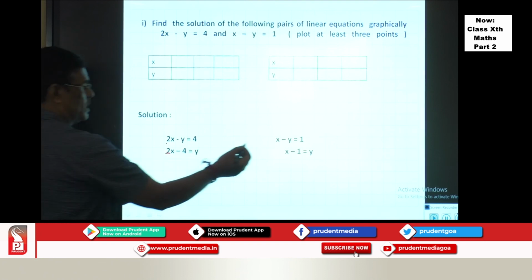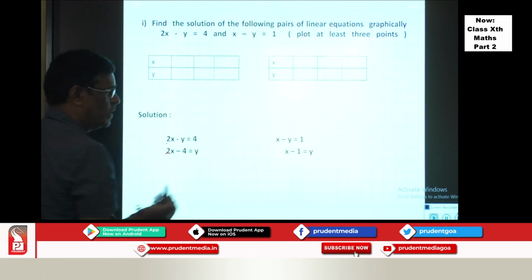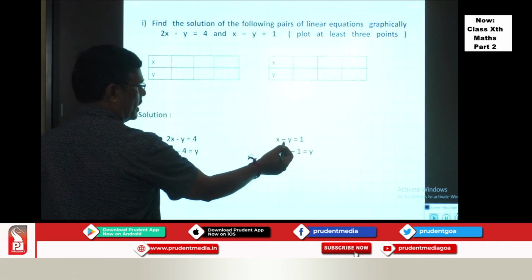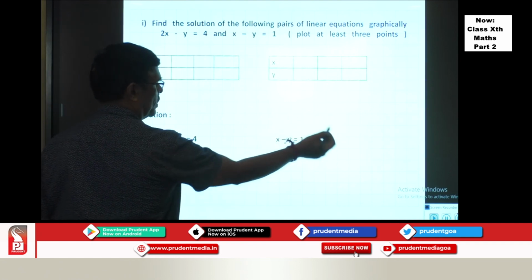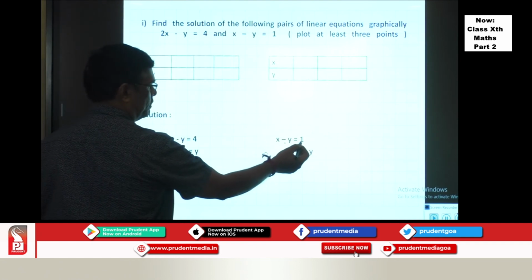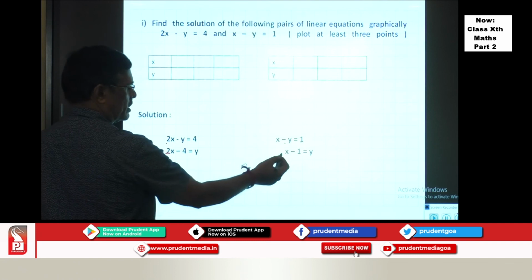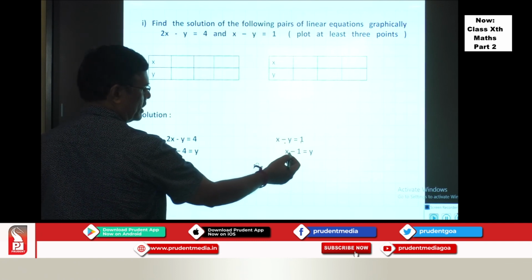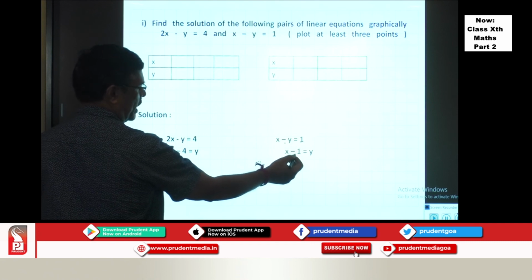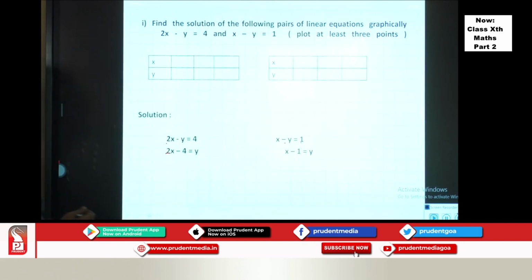In the second equation again, x and y have coefficient 1, and y has a negative sign. So I have shifted negative y to the right hand side and I have shifted 1 to the left hand side. So when I shift this 1 to the left hand side, what I am getting here is x minus 1 is equal to y. And let me see the coordinates now.